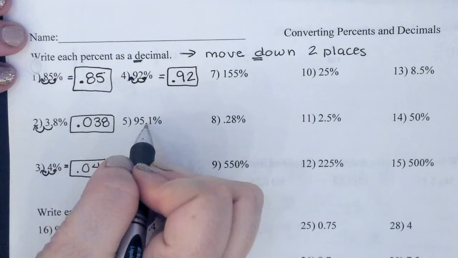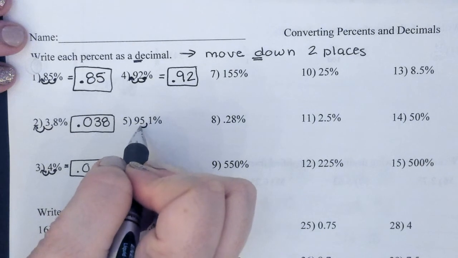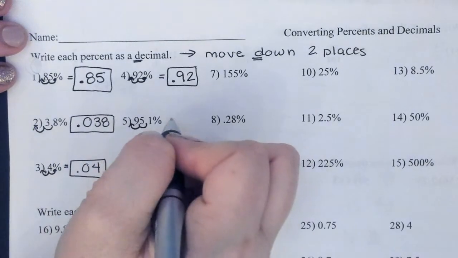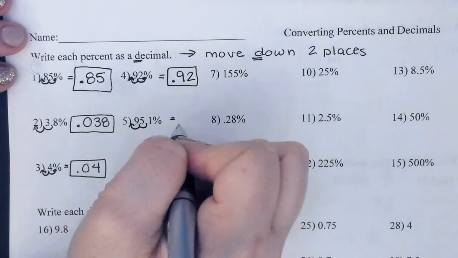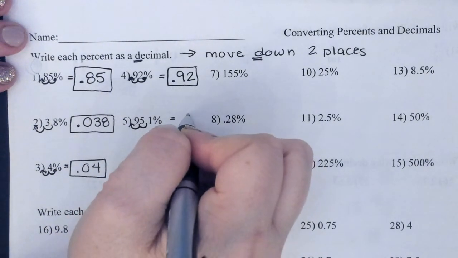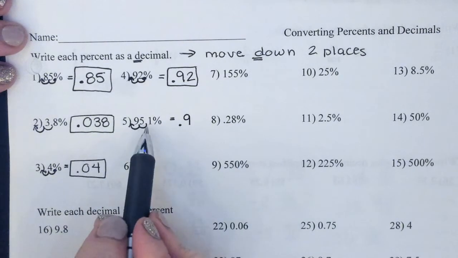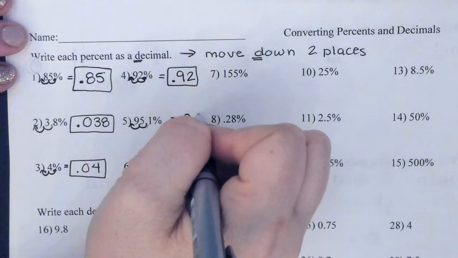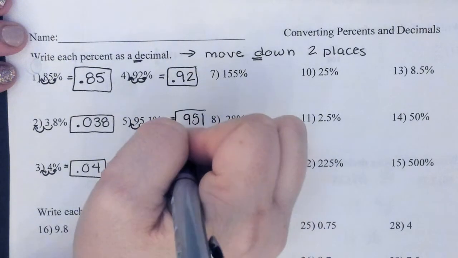All right, number 5, my decimal's already there. We're going to count over. 1, 2. What do I get for number 5, Carrie? 0.0951. All right, so if I look here, yeah, it's just going to be 951. Since the 5 is in the scoop and the 9 is in the scoop, there's not an empty one. So it's going to be 0.951.